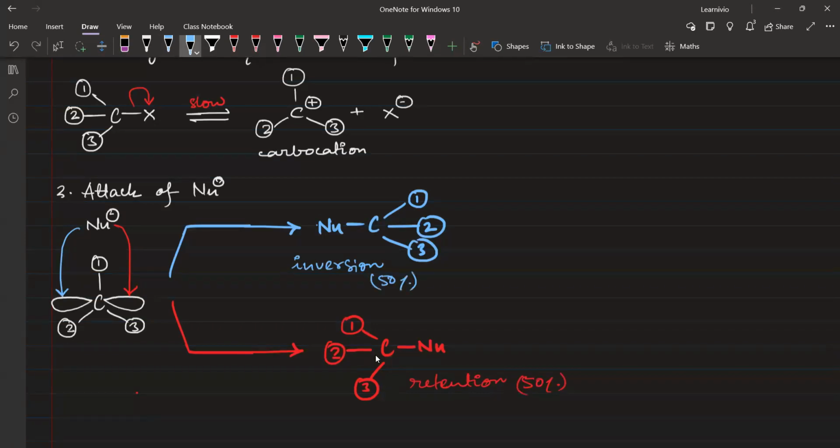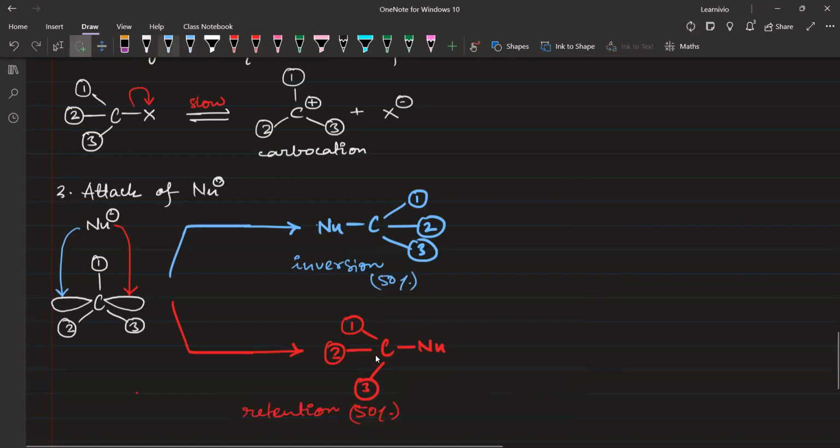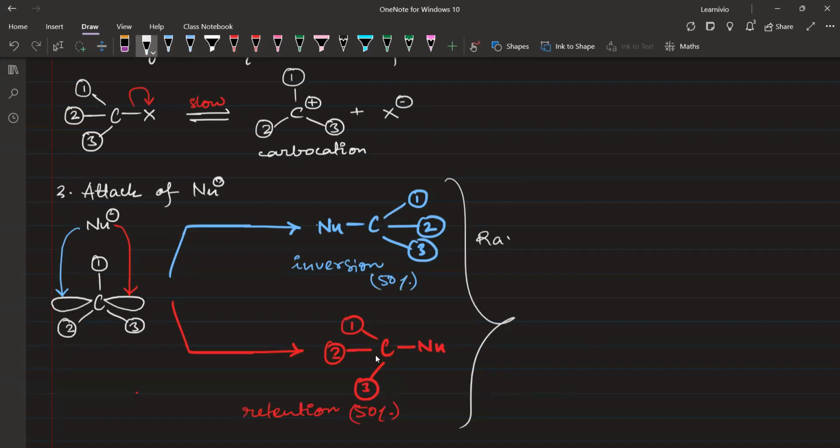Because probabilistically it is 50-50%. And because both of these products will be formed, you will have a mixture here, and this mixture, let me just take this retention and put it here. And this mixture is known as a racemic mixture.